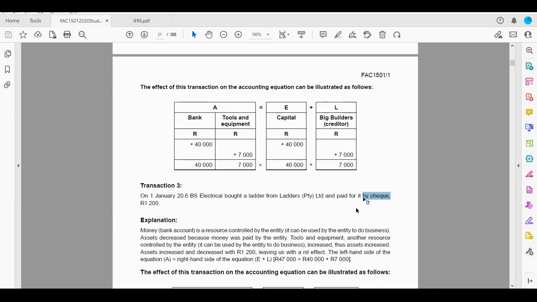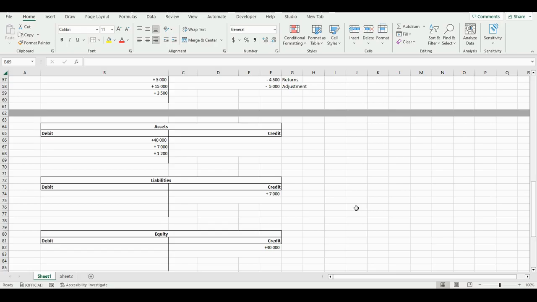So if he paid by check, it means it's cash. So money went out of us. We lost something. We lost cash. Remember, we had 40,000. Now we're starting to use it. To reduce it, you need to put it on the credit side. There you go.